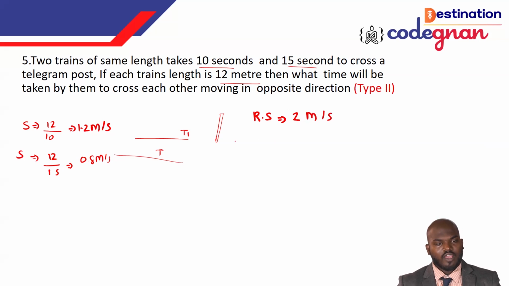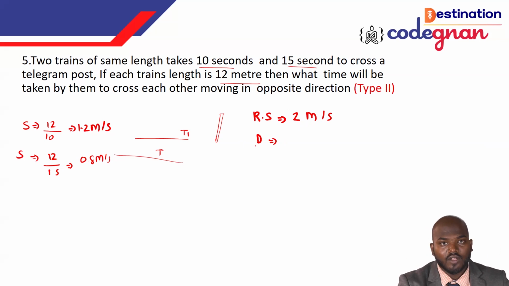Now, if you take the direction, that's the distance. The distance we need to take is, each train is 12 meters, so both trains are traveling in the opposite direction. Then this is 12 and this is 12 meters. If you add it up, what value will it give you, guys? We can call it 24 meters here.